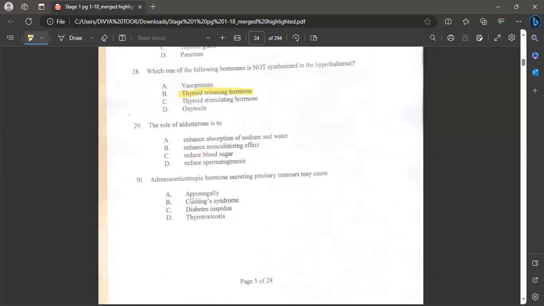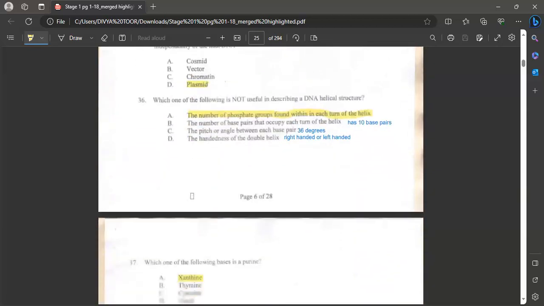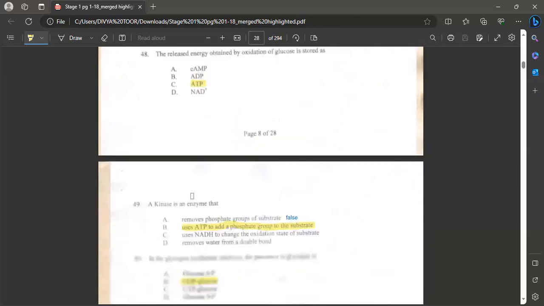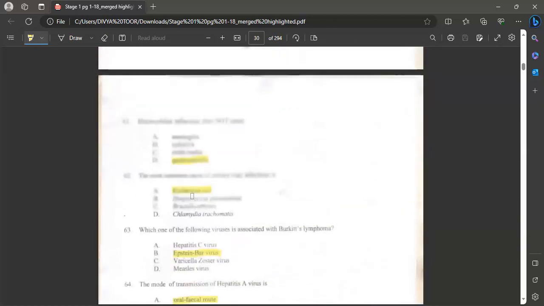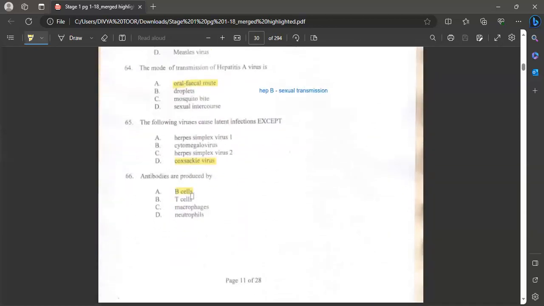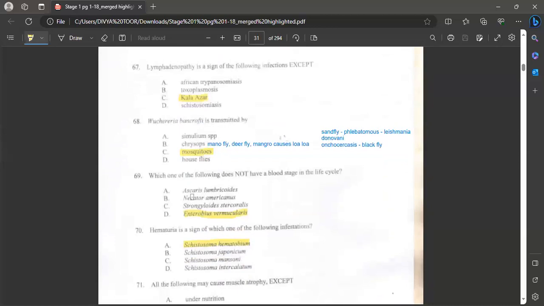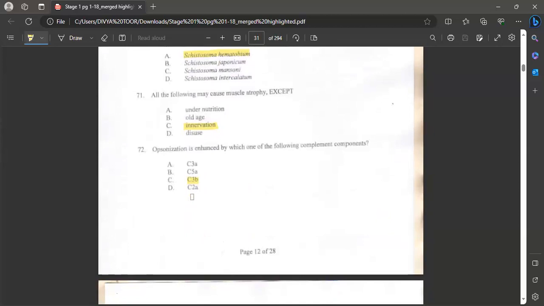Okay. Yeah, these people had filled that physio. They are similar to micro. Antibodies are produced by B cells. Then opsonization is enhanced by which one of the following complement components? Yeah, C3b.